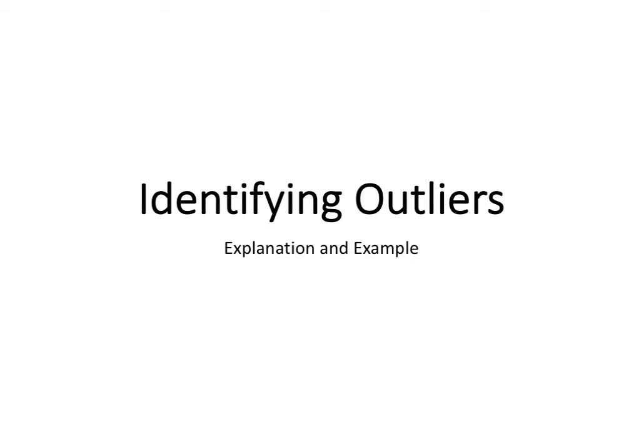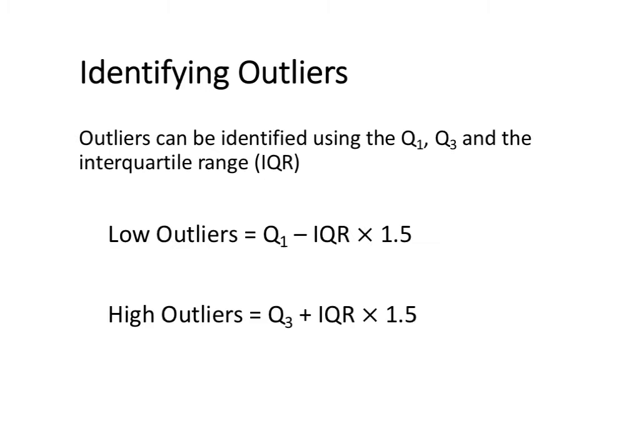In this video, we're going to have a look at how to identify outliers within a dataset. An outlier is a number within the dataset that is significantly different to the rest of the numbers in the dataset. So it could either be a lot higher or a lot lower than the rest of the numbers.